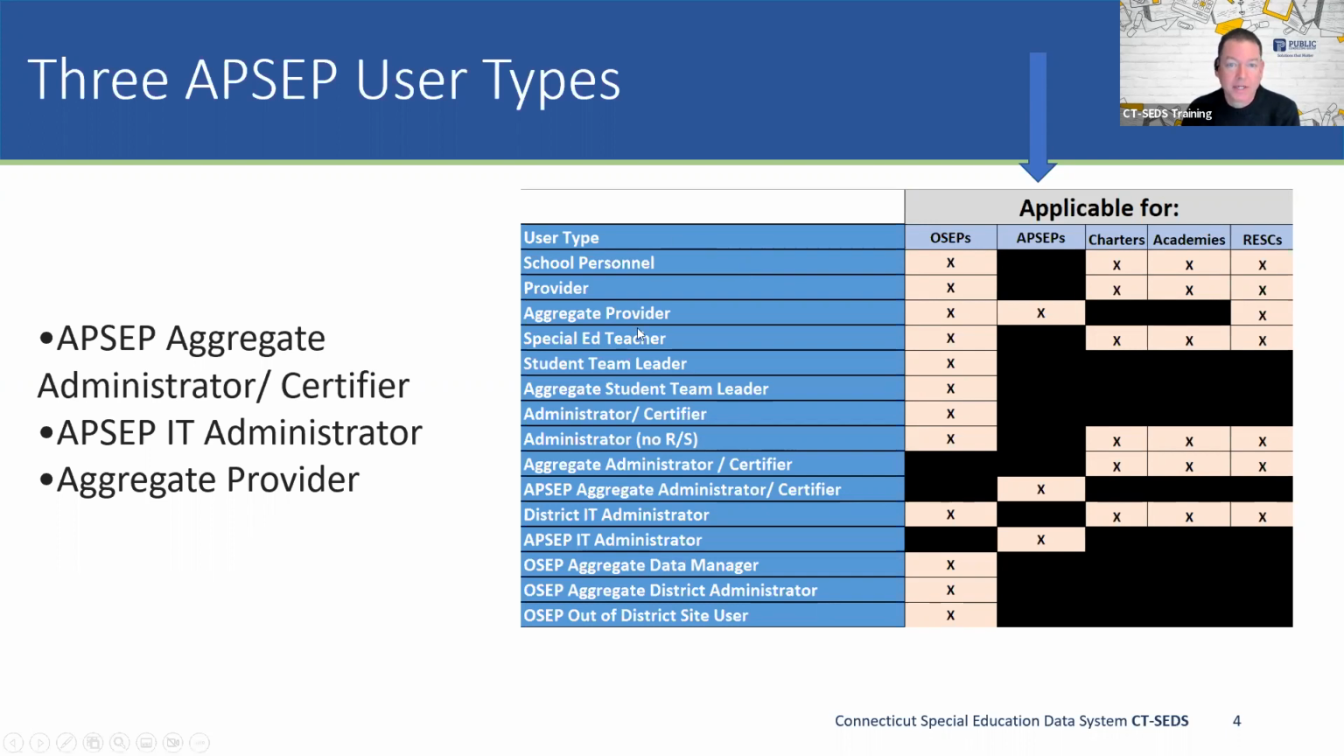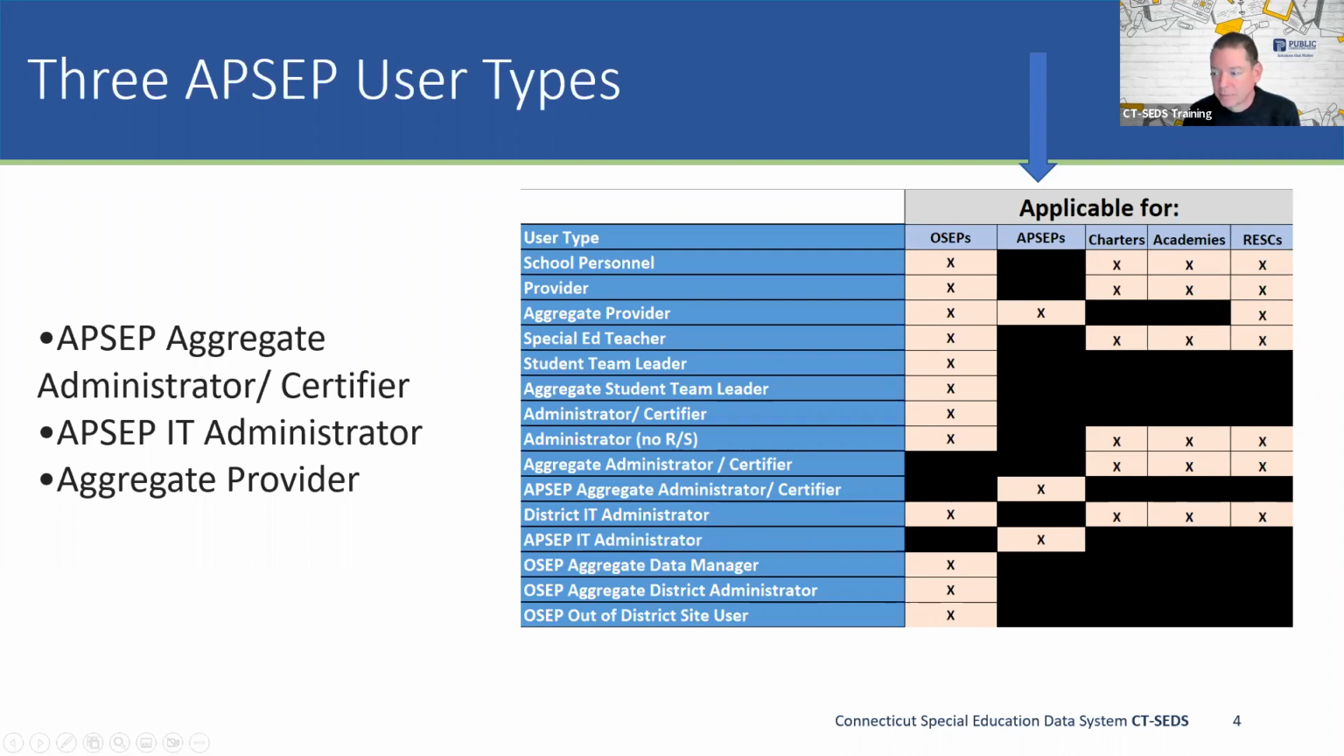Right now, the set of user types that are available in the system are listed down here, and this chart illustrates the user types that are really specifically designed for APSEPs as an organization. So that would be aggregate provider, that's probably a lot of your staff. APSEP aggregate administrator certifier, this is the user type that I'm impersonating now, and many of you probably are. And then APSEP IT administrator. And these are designed specifically because they need to be aggregate users.